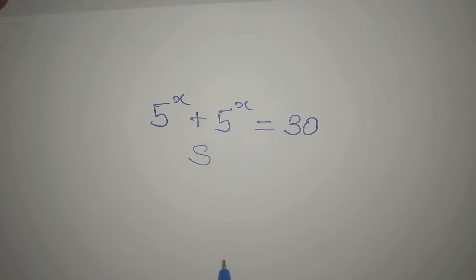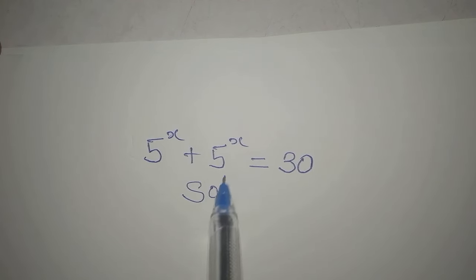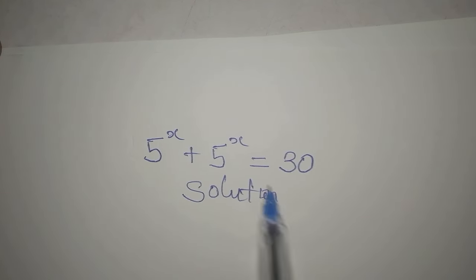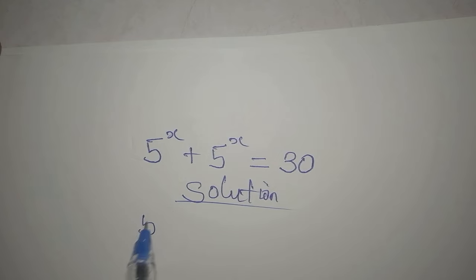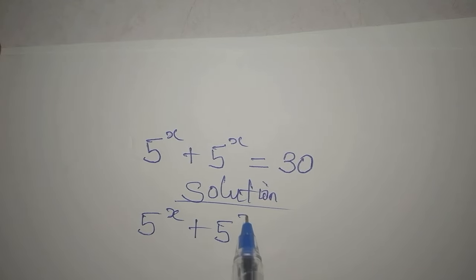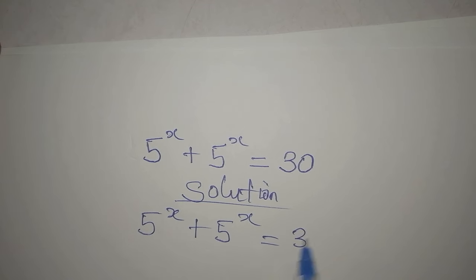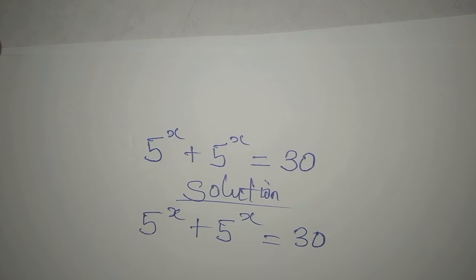Okay, let's provide a solution to this equation. 5 to the power of x plus 5 to the power of x equals 30. Now what do we do in this case?